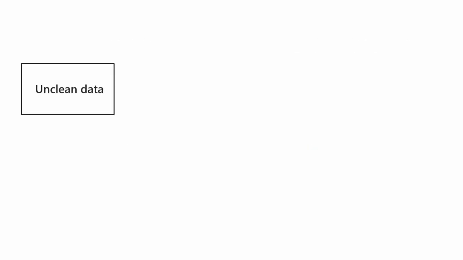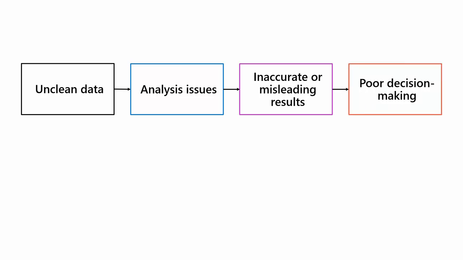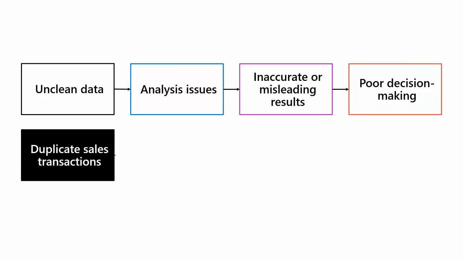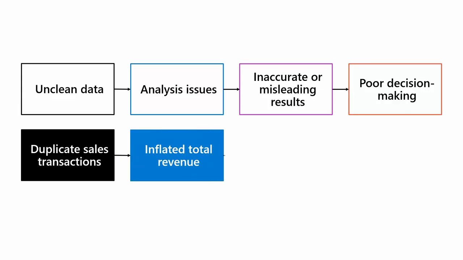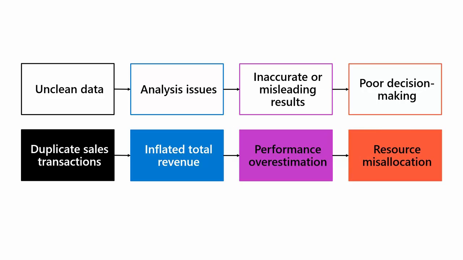Inconsistent, untidy, or duplicate data entries can have a negative impact on data analysis. These issues can lead to inaccurate or misleading results, which can lead to poor decision making. For example, if duplicate sales transactions are included in the data, the total revenue might appear higher than it actually is. This can result in overestimating the company's performance and making ill-informed decisions about resource allocation.